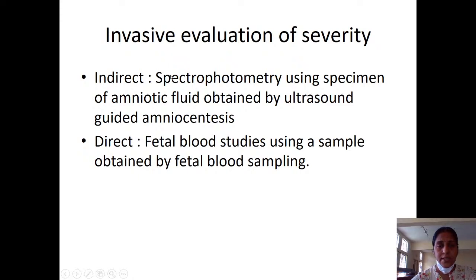Then we do the spectrophotometric analysis of the amniotic fluid. Because there is hemolysis, there will be bilirubin in the amniotic fluid, so we can do the spectrophotometric analysis of the amniotic fluid. And in the direct method, a blood sample is obtained directly from the umbilical cord, by cordocentesis. And then we analyze the fetal blood for hemoglobin, reticulocyte count, and fetal blood group.